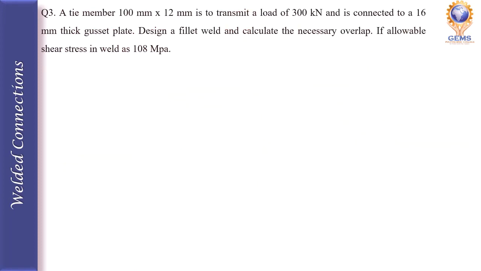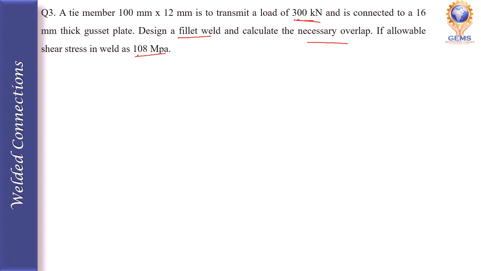Let's move on to the third question. The third question shows a tie member 100 mm by 12 mm is to transmit a load of 300 kilonewton and is connected to a 16 mm gusset plate. Design a fillet weld and calculate the necessary overlap. Allowable shear stress in the weld is 108 megapascal.